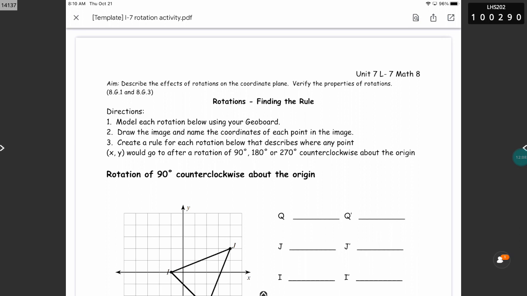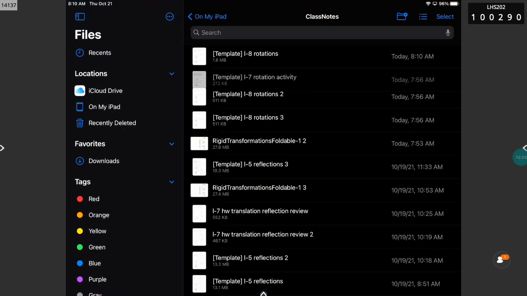This should be your next page. Rotations, finding the rule. It says model each rotation using your, it shouldn't say geoboard, I think yours says transparency. Same thing as a page protector, same thing as patty paper. It is all the exact same thing. All serves the same purpose, okay?